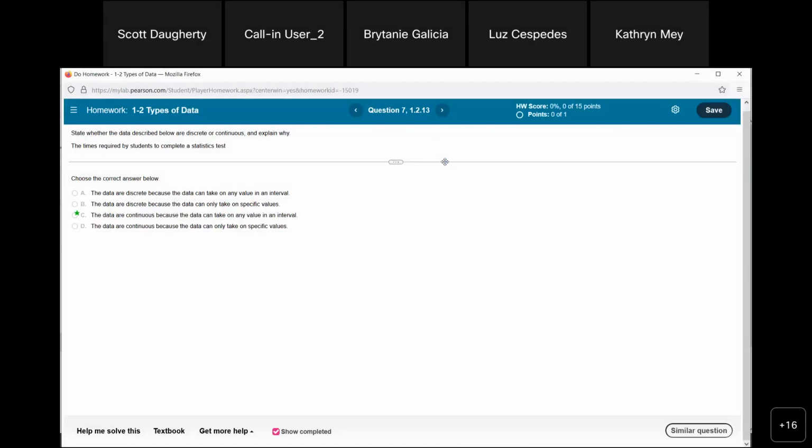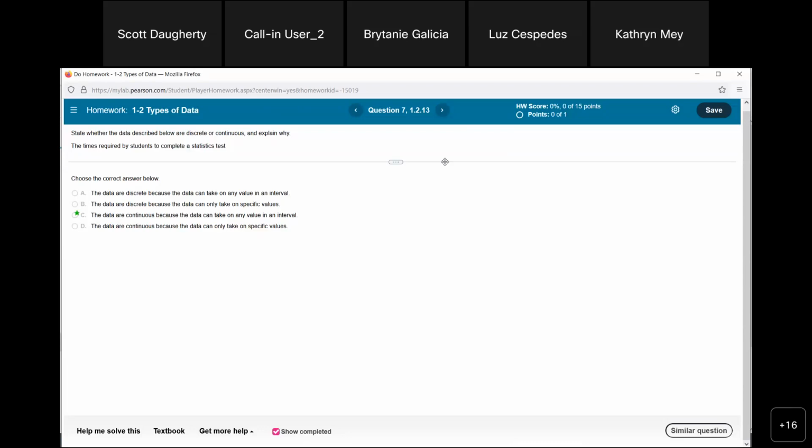Here's another example. It says the time required by students to complete a statistics test. So let's say I have a class and I record for every student how long it took them to take the test, and I write that number down, and that's my data set. Well, obviously that's quantitative data. Those numbers mean something. And then they want us to tell us whether it's continuous or discrete.